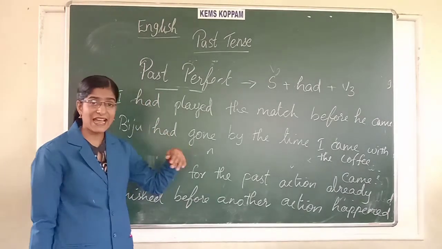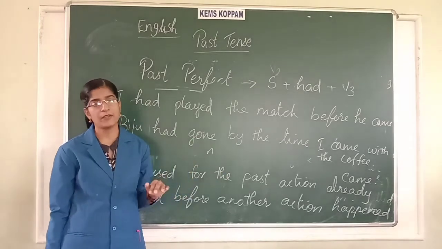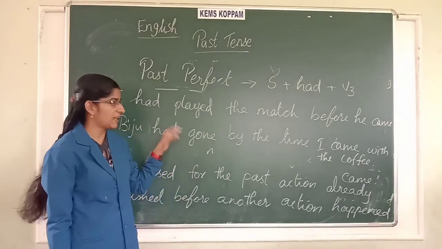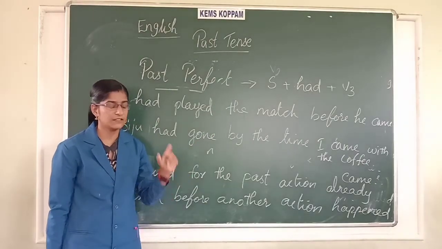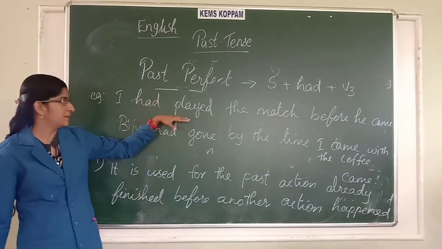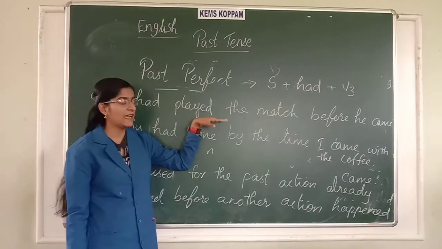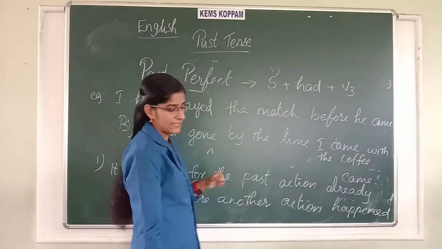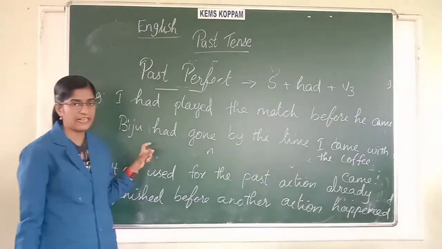The train had left before I reached the station. I reached late. The train had already gone. So the first finished action is written in past perfect, had played, and the second action we have to write in simple past. Now how can we form the negative?